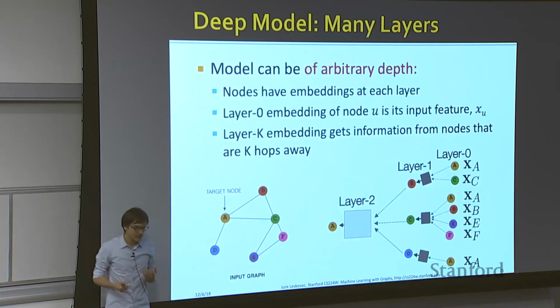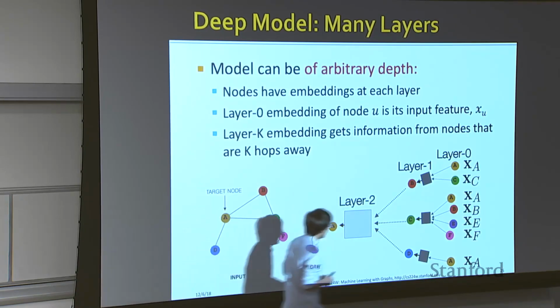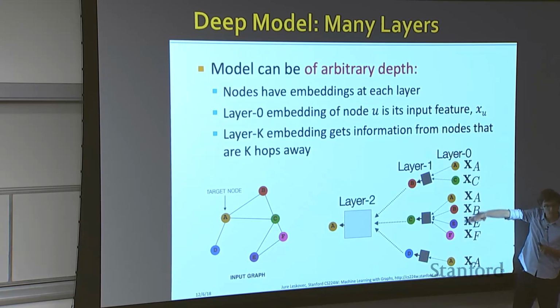So the way we will think of this now, how do we initialize these neural networks and how do we compute over them, is that basically at the bottom, the feature vectors we will use as inputs, right?